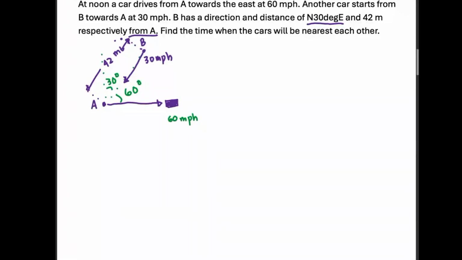Not 42 meters, but 42 miles. So that, yeah, 42 miles. So that the units will be consistent. So, okay na, miles per hour mph, and the unit of the distance is 42 miles. Okay, that's it. What we are looking for, though, find the time when the cars will be nearest each other.